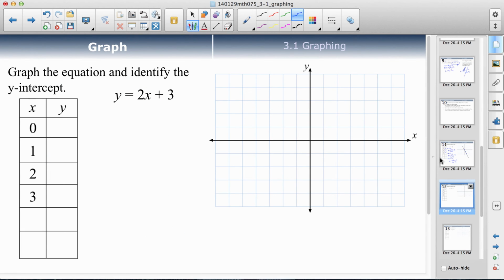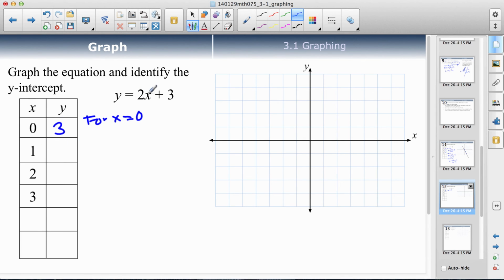Maybe try this one. Plug in some numbers. I gave 0, 1, 2, 3, but plug them in and see what you come up with, and then press play again and see if you're right. So for x equals 0, I'm just going to try and do it in my head. 0 times 2 is 0, plus 3 is 3. So my point would be (0, 3).